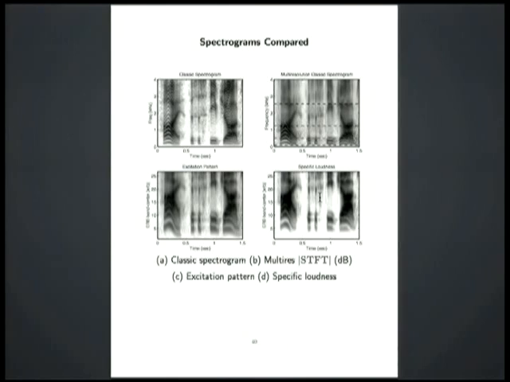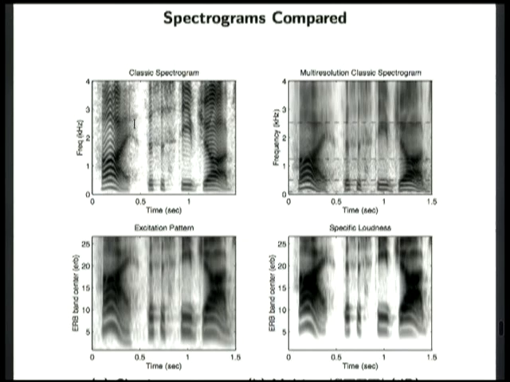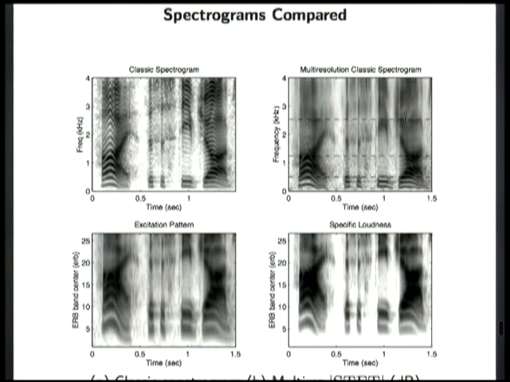Now here's a comparison of the classic spectrogram in the upper left and the specific loudness spectrogram in the lower right, just so you can see them right next to each other. And also shown are the intermediate stages on the way to the specific loudness spectrogram. So classic here, and then just multi-resolution here, before the smoothing, before the resampling. And then here's the excitation pattern, which has the smoothing and resampling in it.